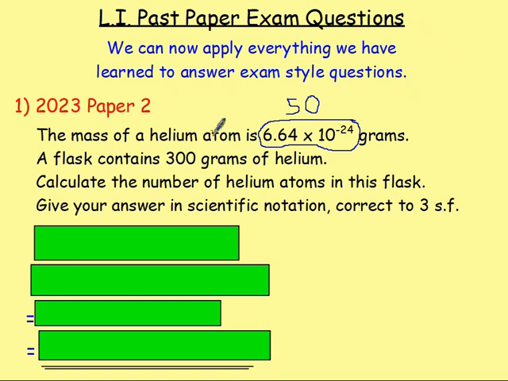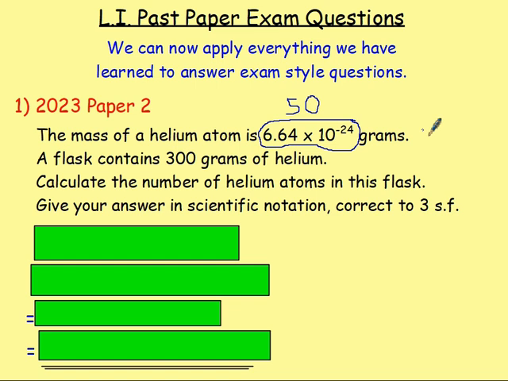Imagine if the mass of a helium atom is 50 grams, and a flask contains 300 grams of helium. Calculate the number of helium atoms in this flask. So, if each helium atom was 50 grams, and the flask contained 300 grams of helium, how many helium atoms would you need? In other words, how many 50s are in 300, and to work that out, what would you do? We would divide it. Divide what? Divide the 300 by the 50.